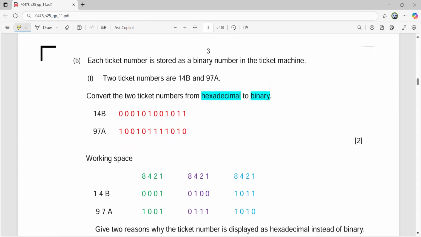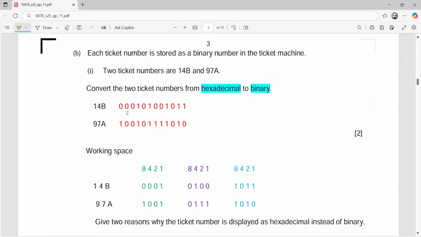In this manner, your final answer for 14B will be, you start writing from this side, 0001, that is for 1. Then you have the value for 4, that is 0100, and then you have the value for B, that is 1011. In this manner, you are able to score a mark.